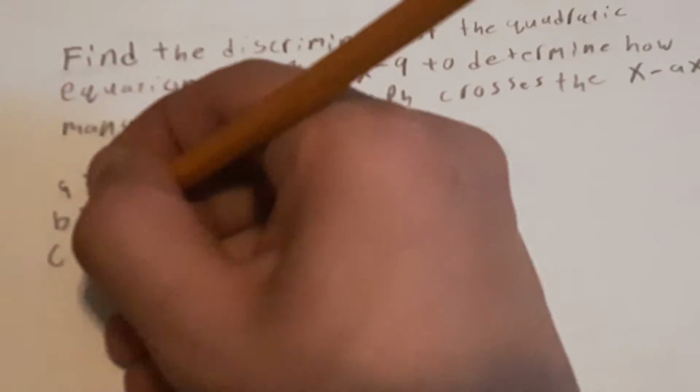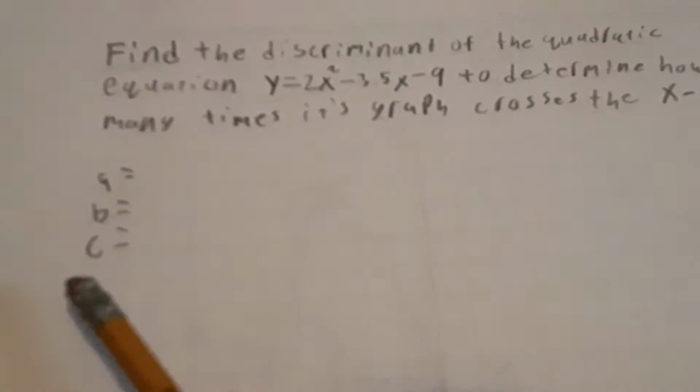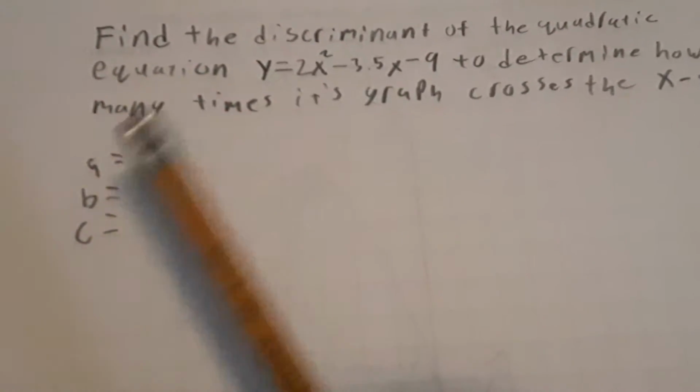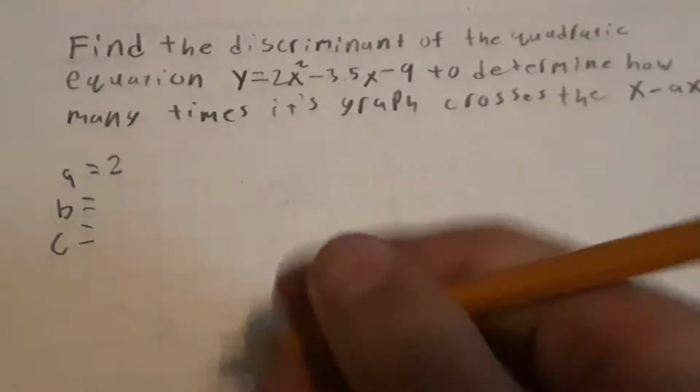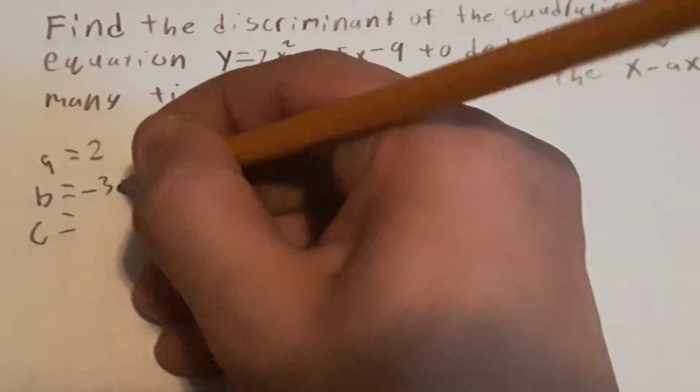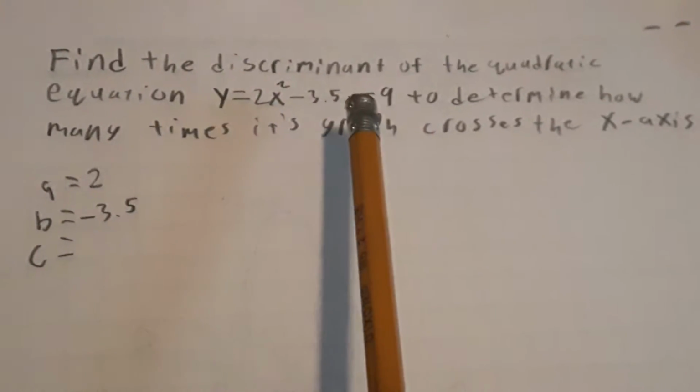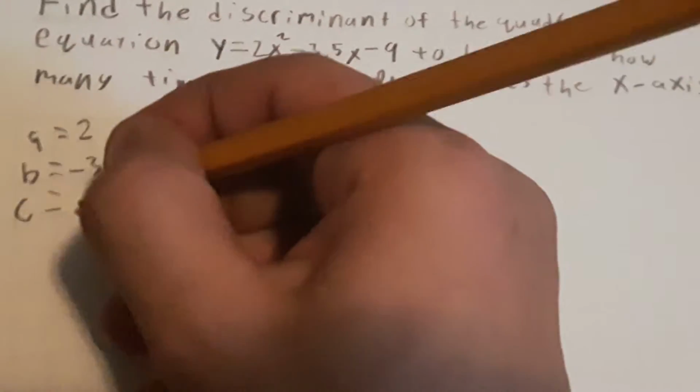The first step is to find the a, b, and c of this equation. To find all of these, we look at the coefficient of each number. For the a, we look at the first coefficient, which is a positive 2. For the b, we look at the second coefficient and the sign before it, which is a negative 3.5. For the c, we look at the last coefficient and the sign before it, which gives us a negative 9.